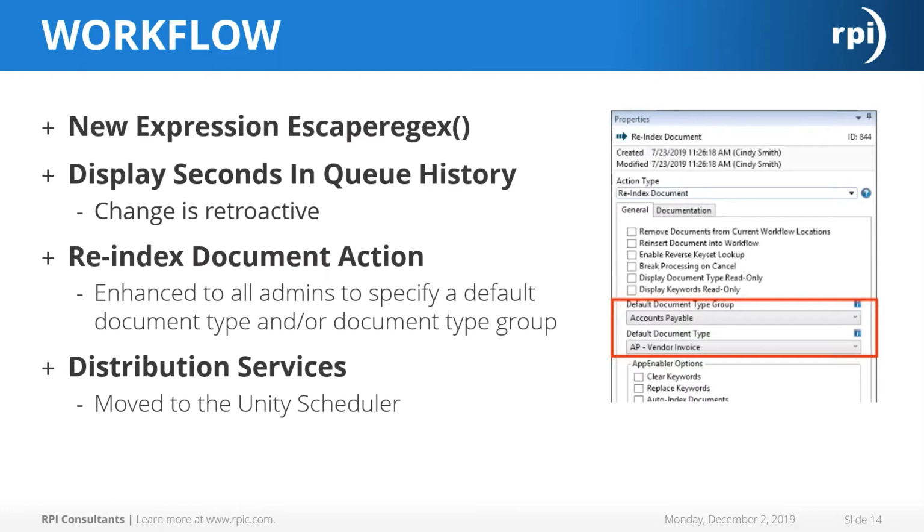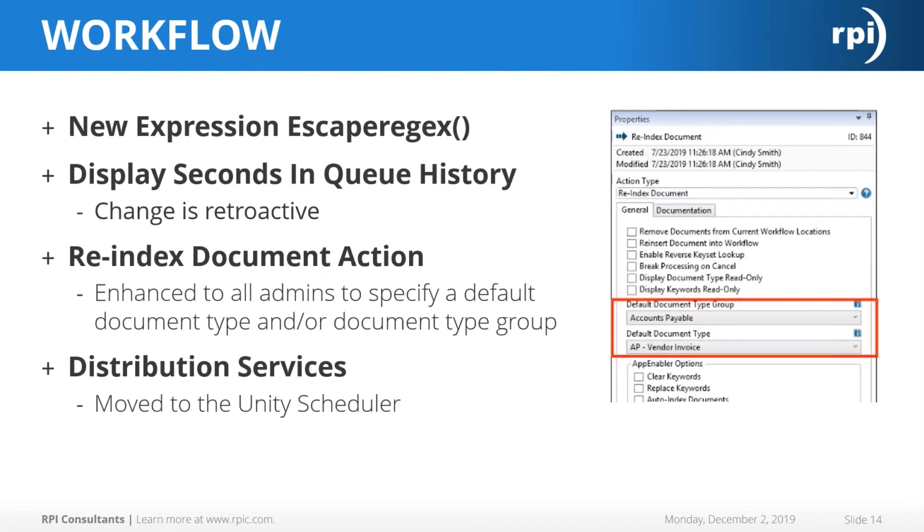And then the re-index document action. So you'll see a screenshot here on the PowerPoint. They made an enhancement to this action and workflow that allows the admin to specify a default document type group or default document type. So again, this just reduces the amount of clicks that your staff have to do. If you know in a certain queue, when they're re-indexing it, they're always going to re-index to this document type, now you can default those values for them.